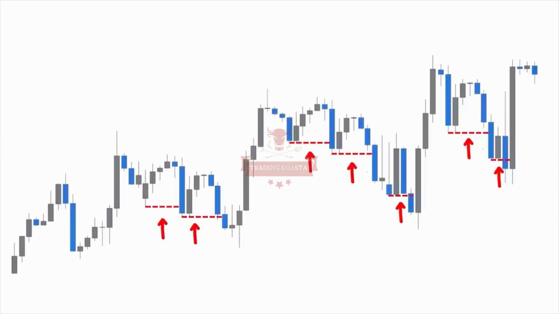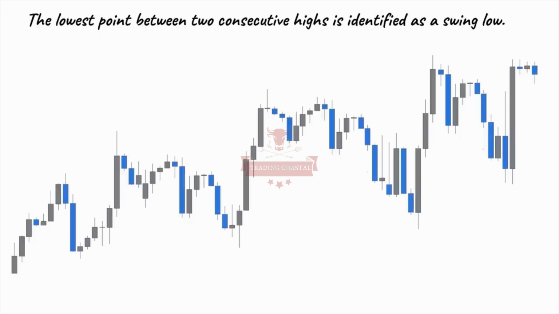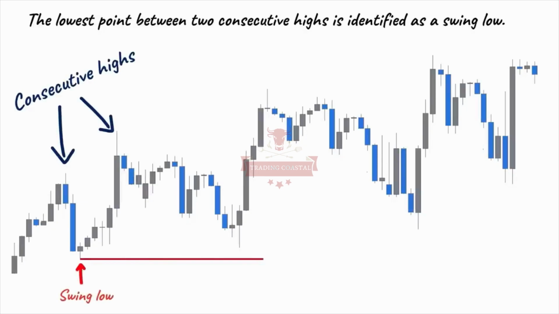To answer this question first, we must identify our swing lows. In the bullish scenario, the lowest point between two consecutive highs is identified as a swing low. Here we have two consecutive highs. So the lowest point between these two is our swing low. So as long as the price stays above this level, it represents a bullish market, and we will only look for buying opportunities. And for a valid change of character, we need to have a candle break and close below.